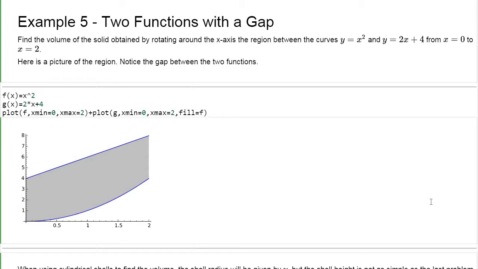Alright, what if there's a gap between the functions? Okay, so here I have the parabola y equals x squared. That's the bottom. And then I have the line 2x plus 4, which is the top here. I want the region between those, so there's a gap there. I'm going to rotate this around the x-axis.